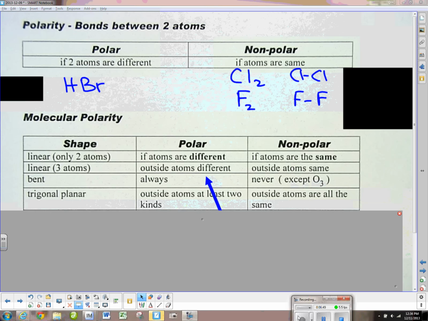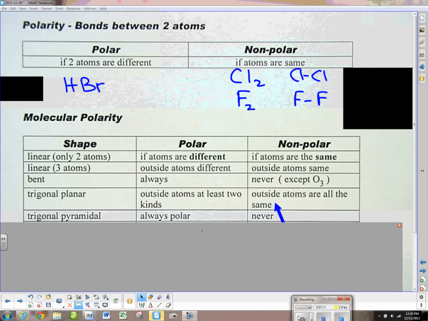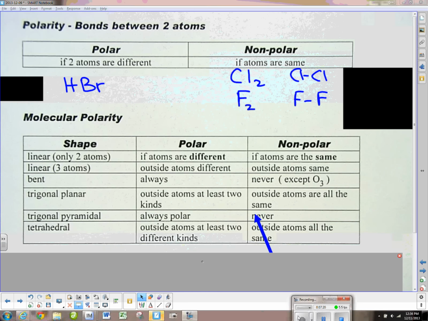Now as we go down here, you can see trigonal planar. For that shape, if the outside atoms, what we call terminal atoms, include at least two different kinds of atoms, this guy would be polar. Outside atoms that are all the same would be nonpolar. And trigonal pyramid, you've got always polar, never going to be nonpolar. So that's a simple one, boy. You always know what that is.